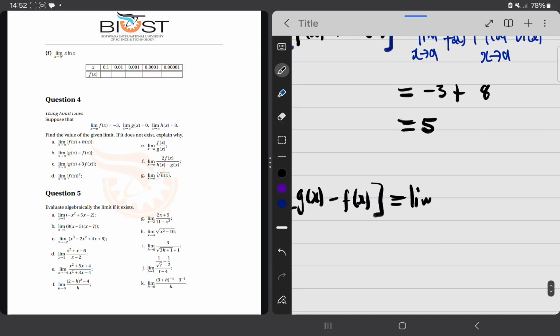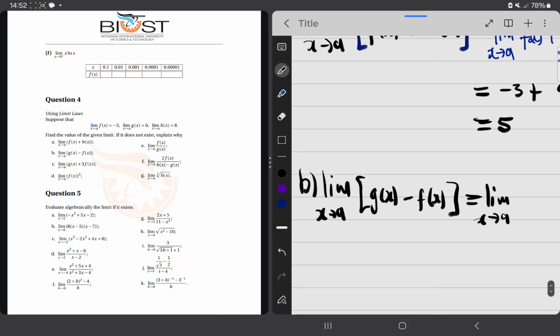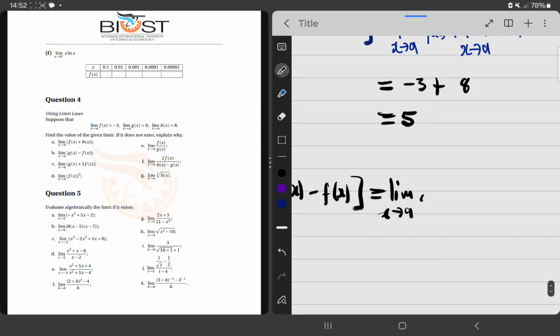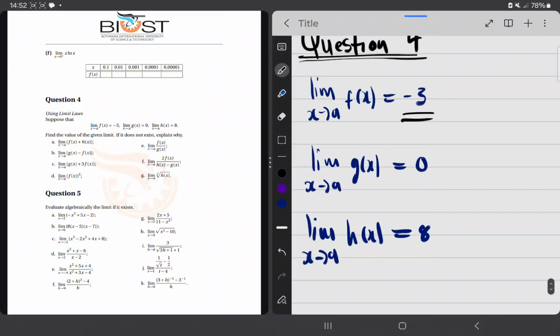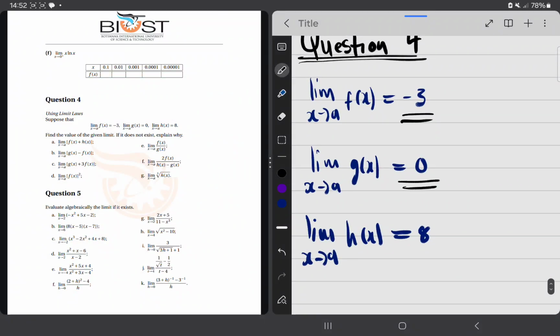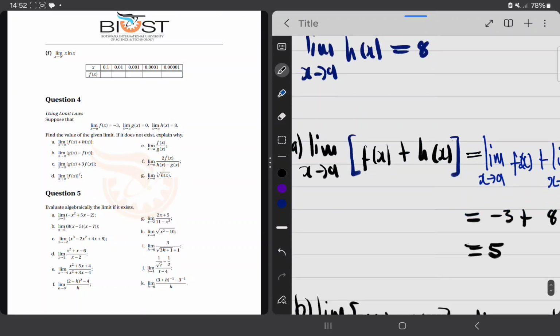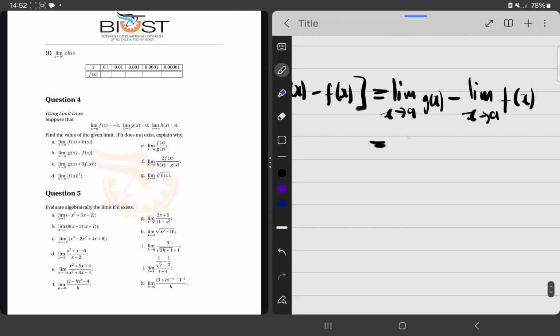So it's going to be the limit as x goes to a of g of x, all right? Then we say minus the limit as x goes to a of f of x. And what is the limit as x goes to a of g of x? We have it here: the limit as x goes to a of g of x is 0. And then the limit as x goes to a of f of x is -3. So it becomes 0 minus, the other one is -3.